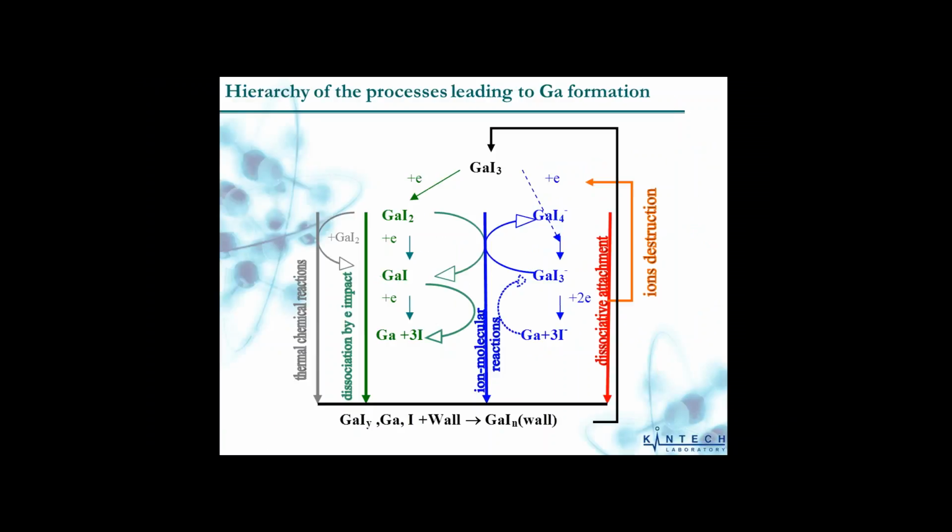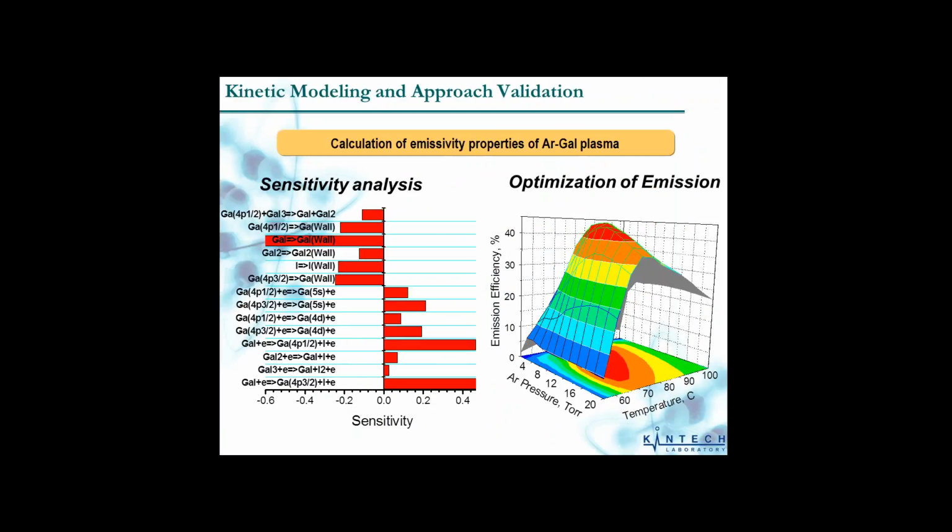Well, this is gallium iodide, and finally it's possible to make a parametric calculation. It's possible to change the pressure of the buffer gas and the temperature, and to find the maximum efficiency of the system. For gallium iodide, the maximum efficiency is on the level of 50%. It's quite a huge efficiency, but lesser than the efficiency of mercury.